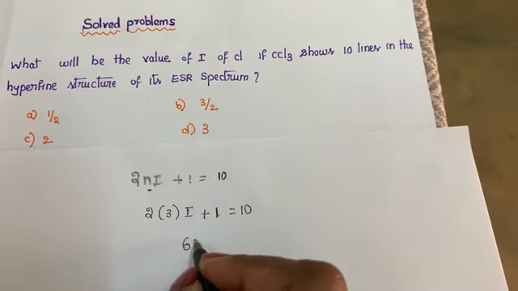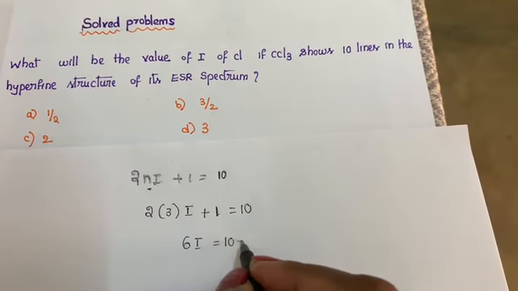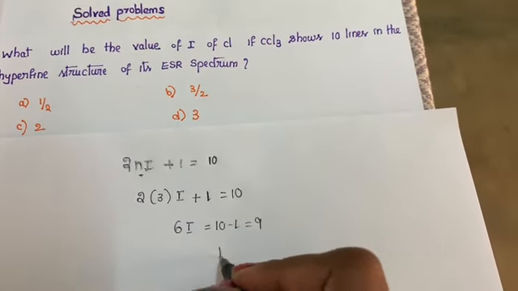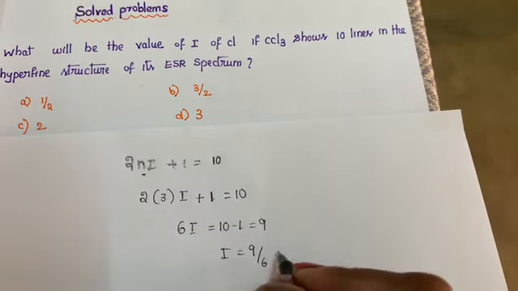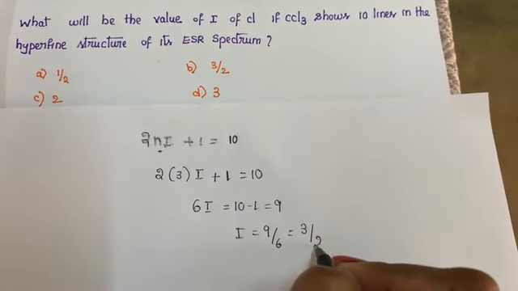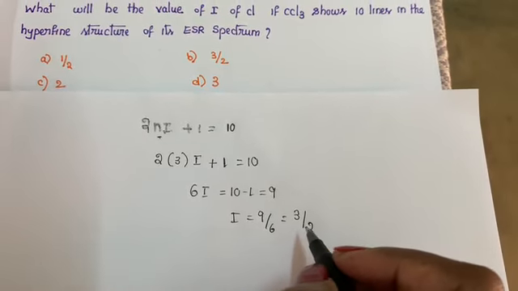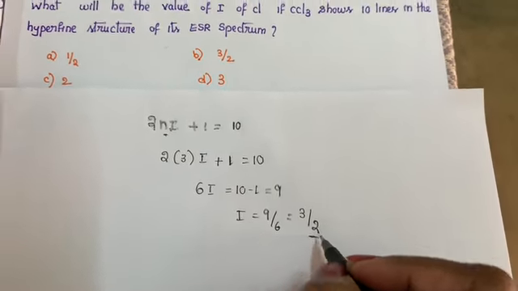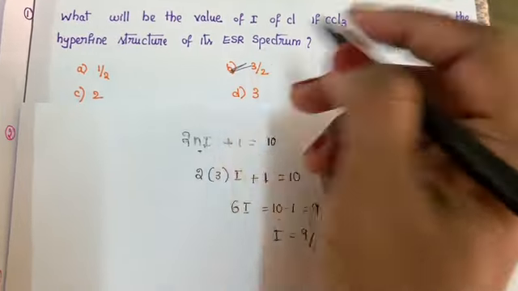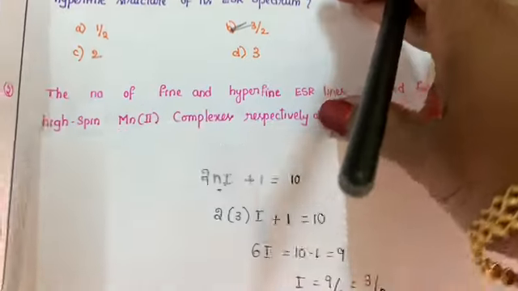You can also write 6I equals 10 minus 1, which equals 9. So the I value must be 9 upon 6, which equals 3 by 2. So the spin of the chlorine nucleus can be said to be I equals 3 by 2. So option B will be the right answer. Let us come to the next question.